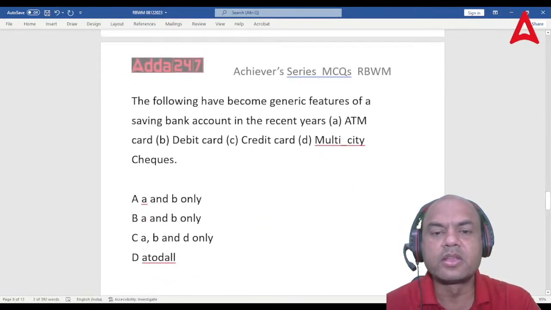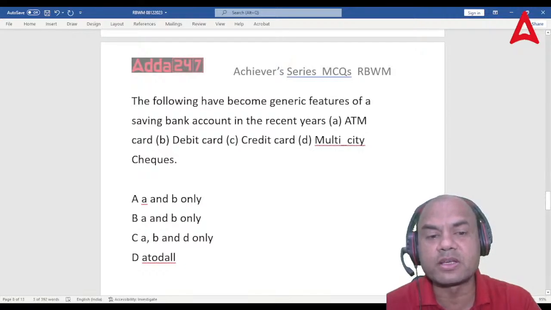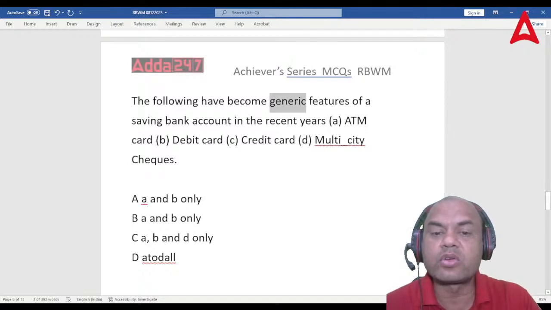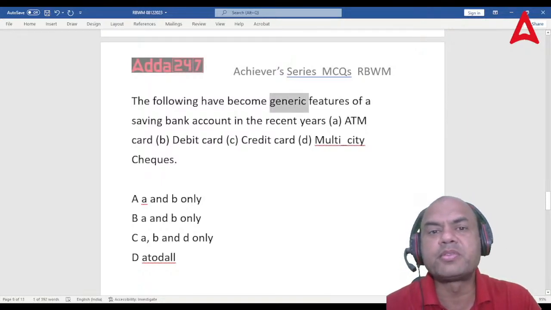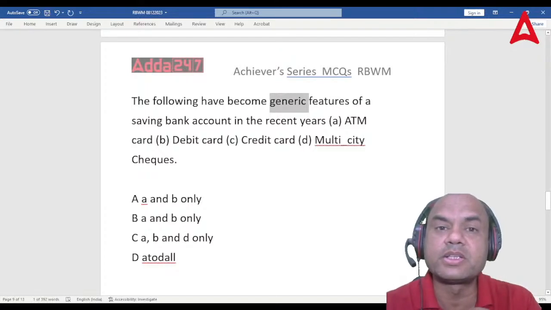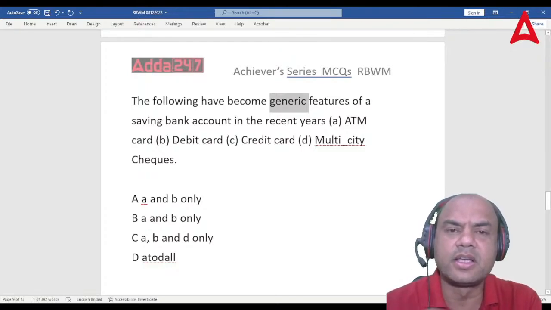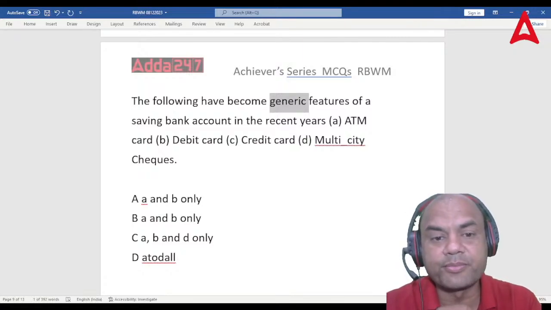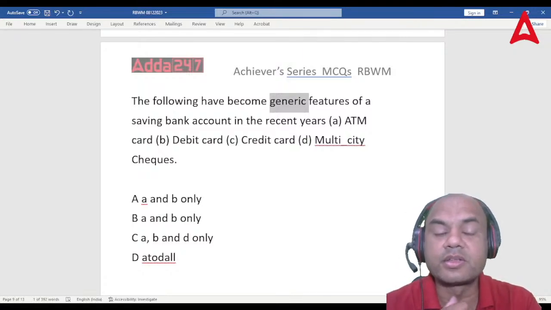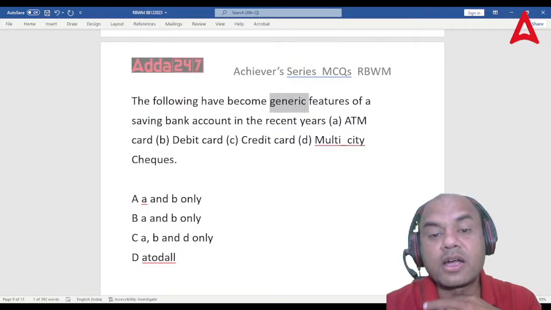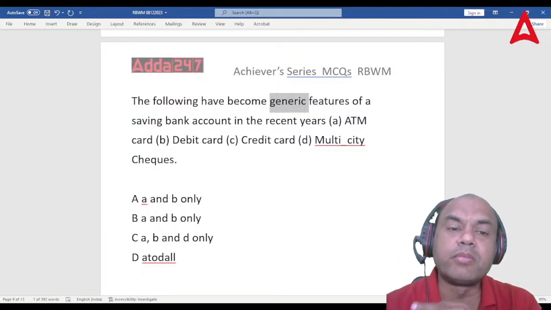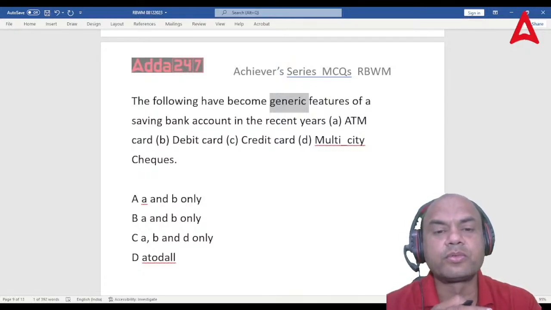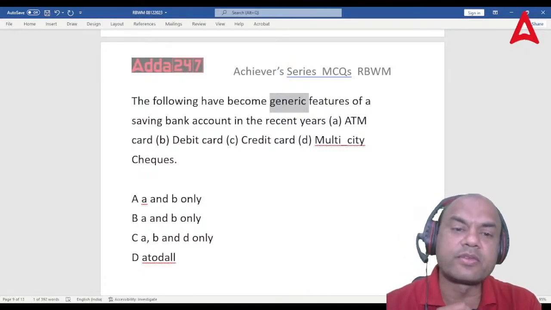Next one. The following has become the generic feature of savings bank account in recent years. Generic means what? Common feature. Common means what? So what? Means if I tell any customer I am giving ATM card, so what? If I am giving debit card, so what? Credit card, so what? Multi-city check, so what? It's nothing new. Okay. So that is generic feature.